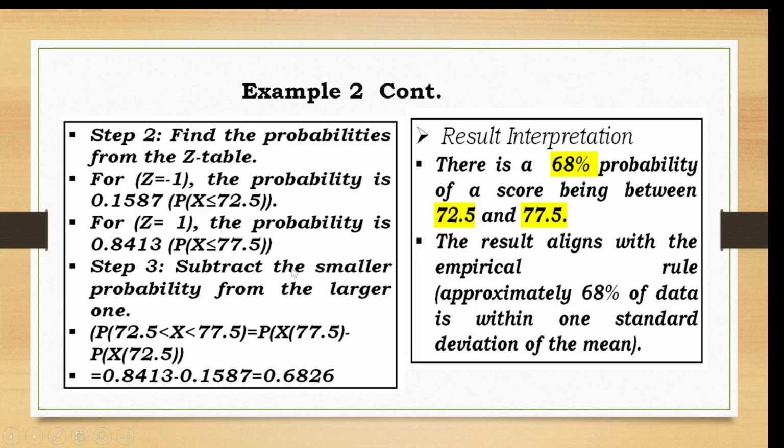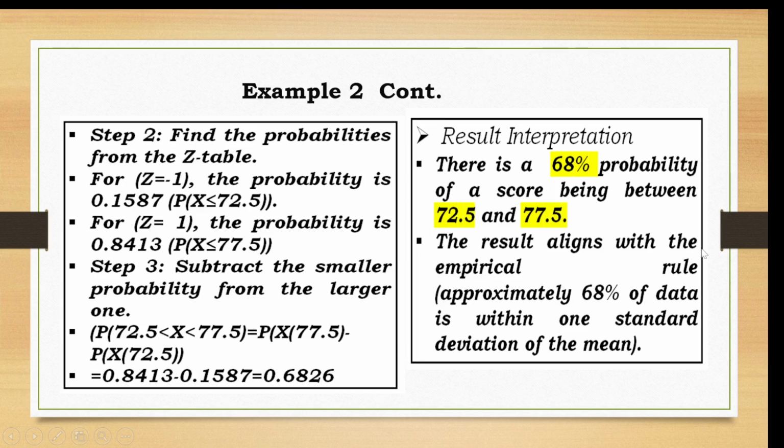Then in step number 3, you have to subtract. You subtract the smaller probability from the larger one. The larger one is 0.8413 minus 0.1587. You'll get 0.6826, and this is actually 68%. In the interpretation, there is a 68% probability of getting a score which is between 72.5 and 77.5.